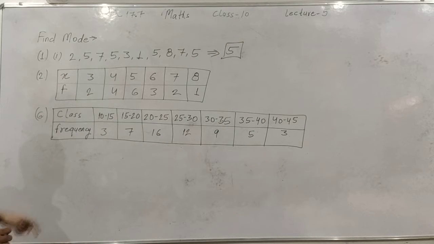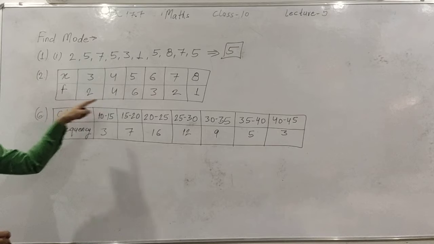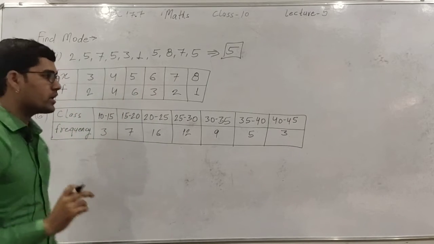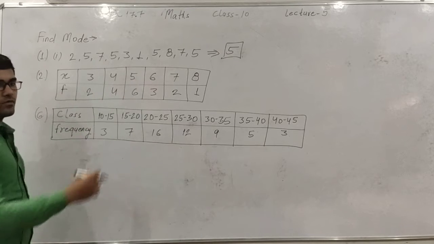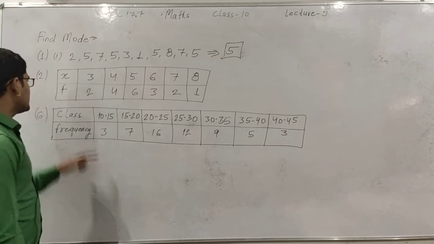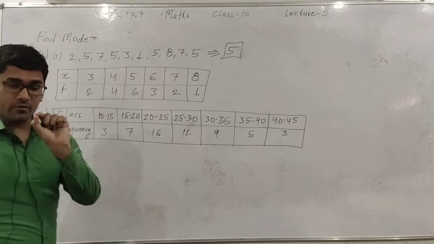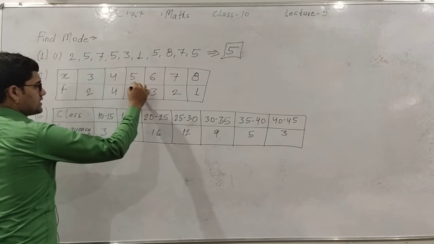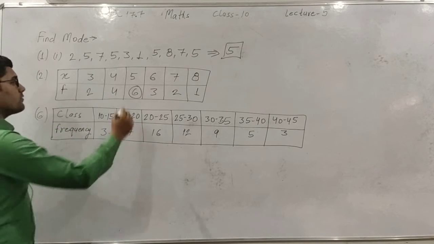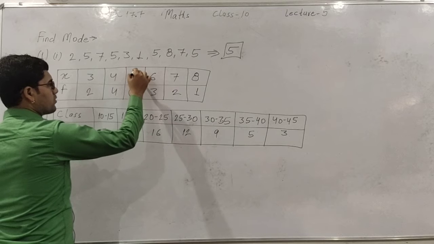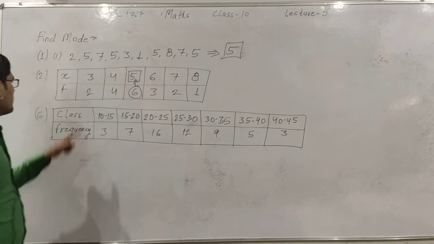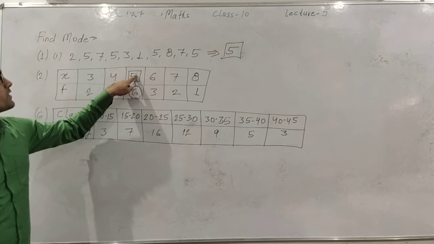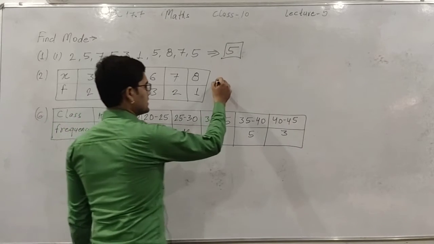Question number 2. X is given, F is given. Now this question is in easy tabular form. So how will we find the mode of this question? Very easy. Check which F is greater, which frequency is greater. 6 is greater. So what is just before this? 5. The greatest F is 6 and the X of that is 5. So 5 is the answer.